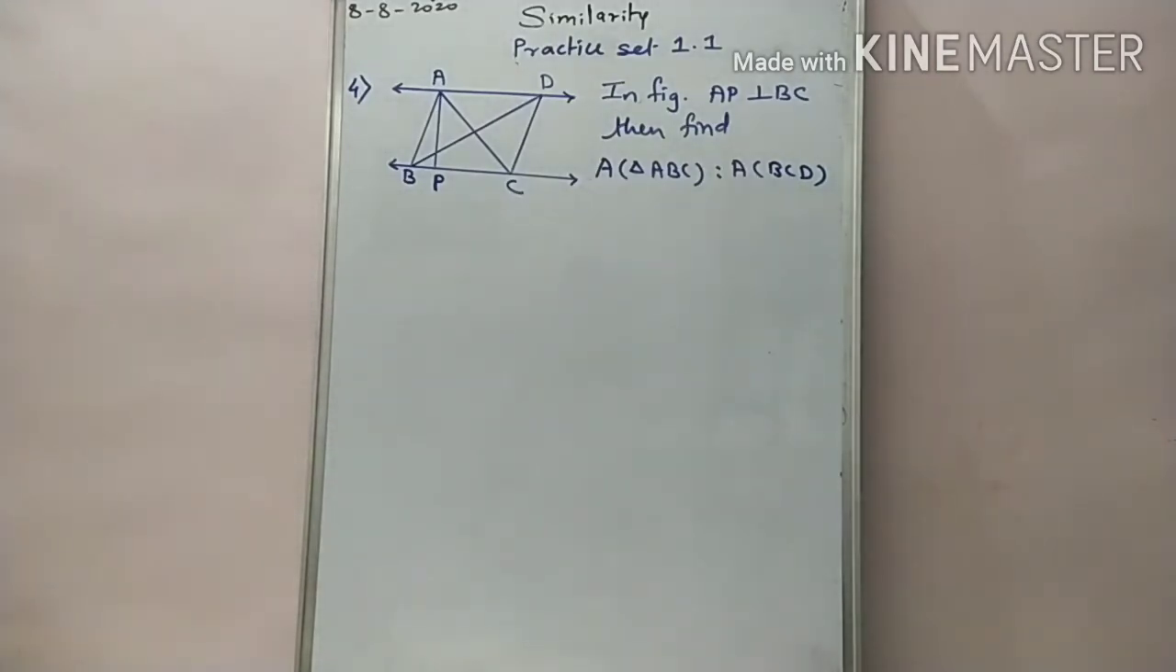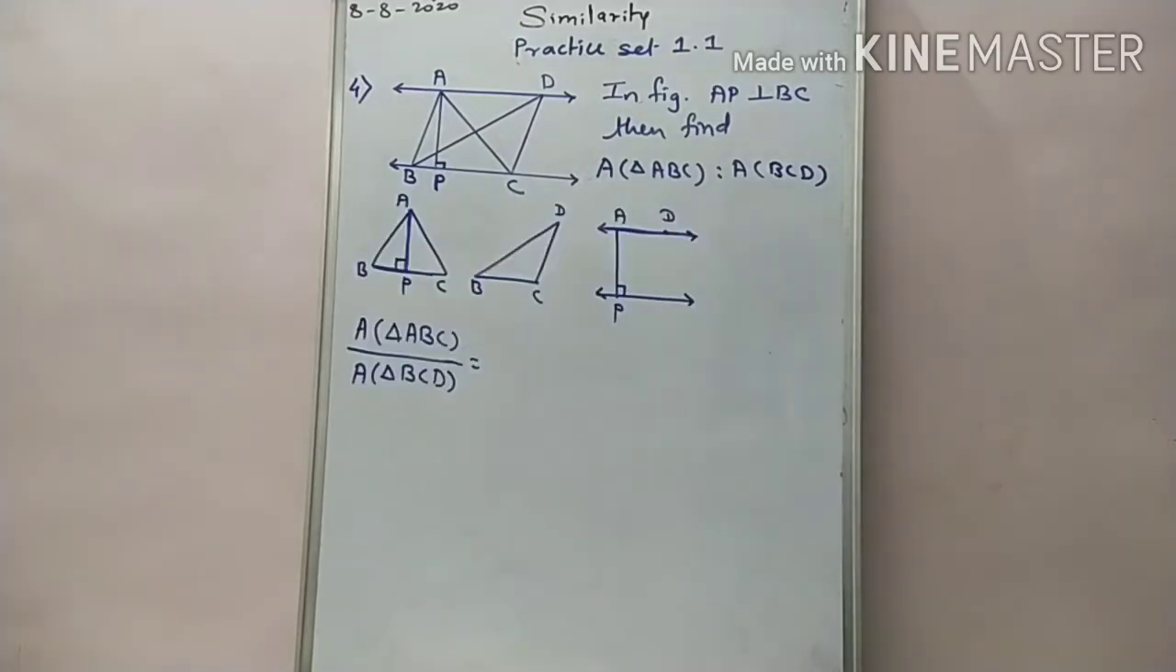So first we bifurcate that figure for better understanding. Pay attention over here. I bifurcate the figure into two triangles, triangle ABC and triangle BCD, and you have to find the ratio of the areas of these two triangles. In triangle ABC we have the perpendicular AP, meaning BC is the base and AP is the height.